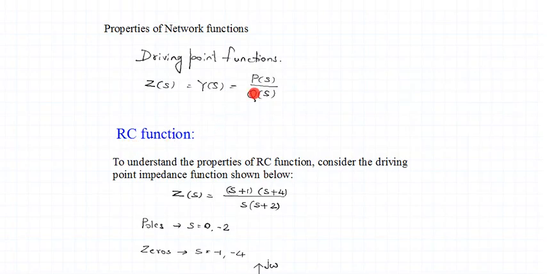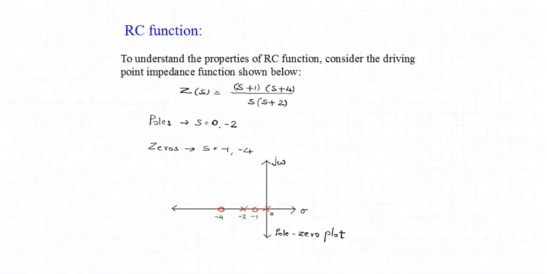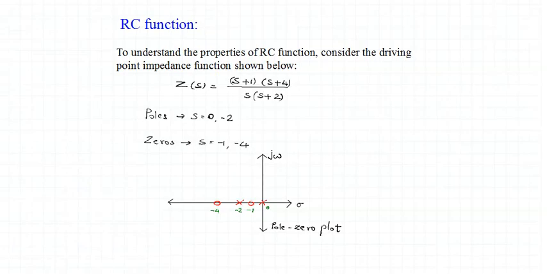So if we have a Z of S which is defined with this, now here to understand RC function better, we have started with an example. So we have been given an example, and this example is the driving point impedance of a RC function. So we know that this is a RC function driving point impedance. Why do we call it a driving point impedance of an RC function, or what are the characteristics of the RC driving point impedance function, let us identify. So for that we have started with an example.